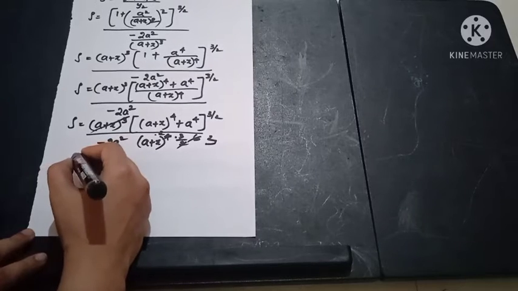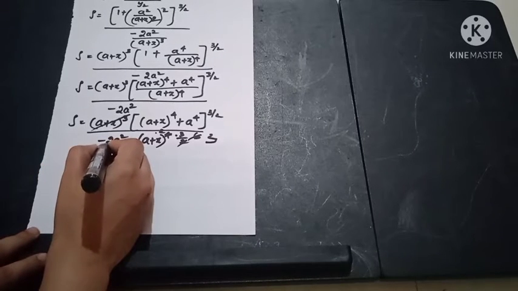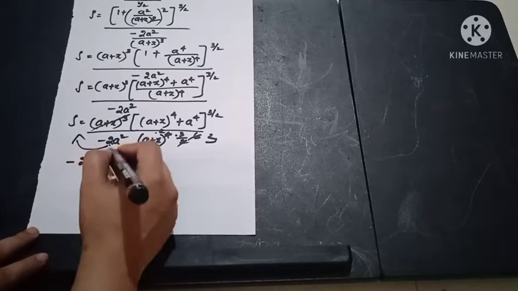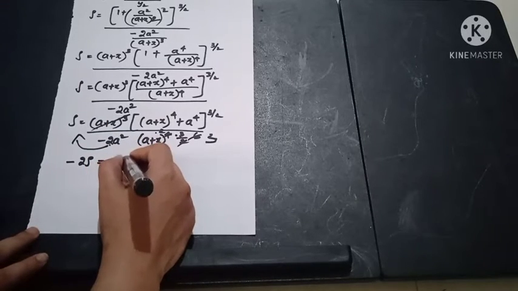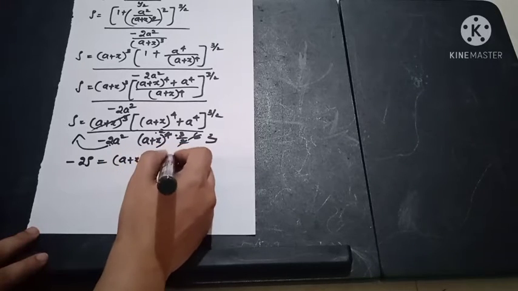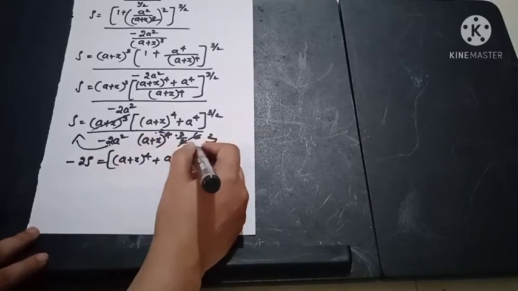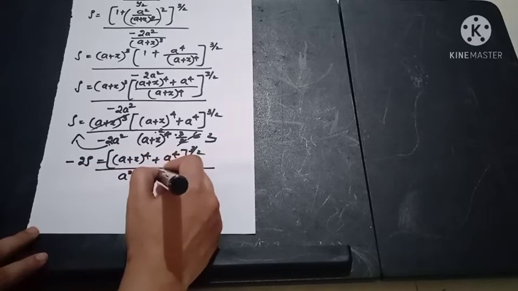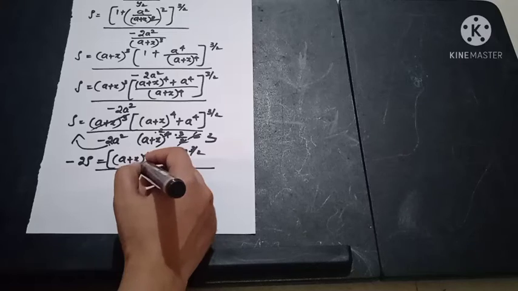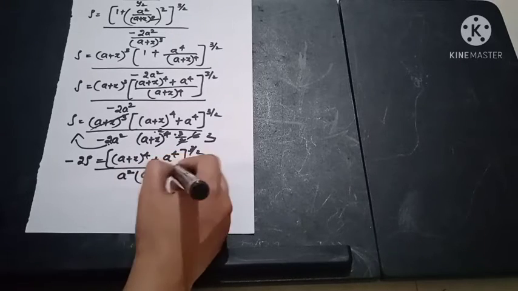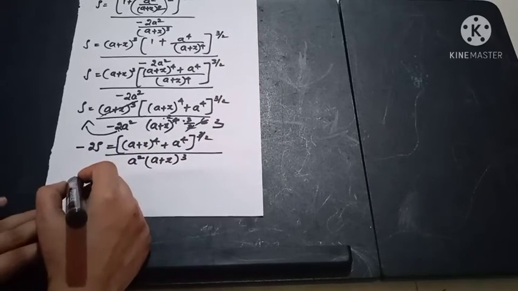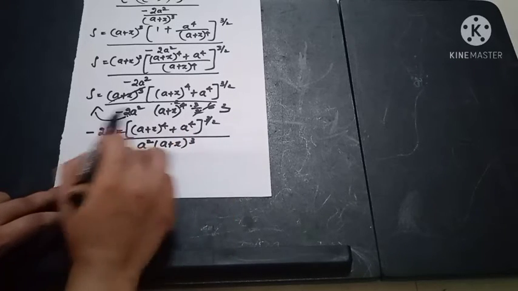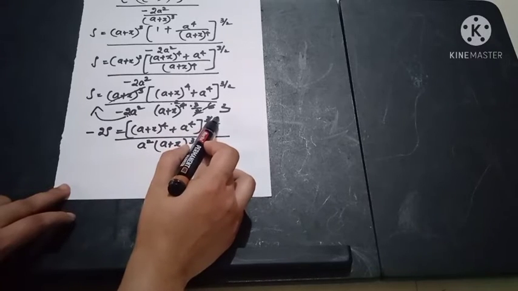So we will send this minus 2 to the left hand side, that is minus 2 rho is equal to a plus x whole to the power of 4 plus a to the power of 4, whole to the power of 3 by 2, divided by a square a plus x whole to the power of 3. So we need to remove this power of 3 by 2. I'll raise the power 2 by 3, so that this cancels 3 by 2.